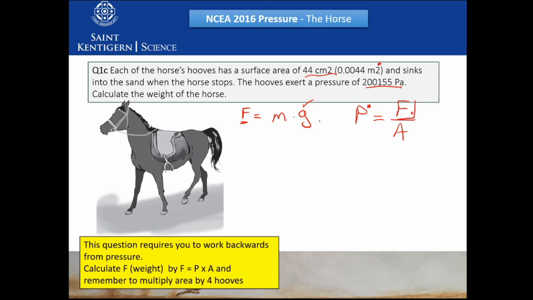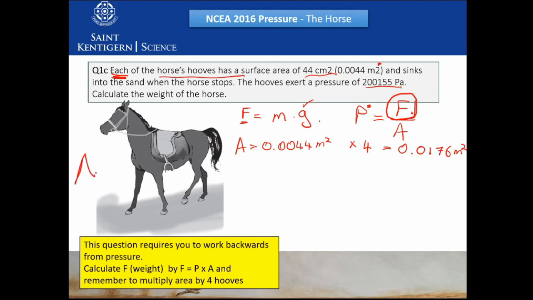Okay, so now the main thing here that you need to see is each of the horse's hooves has a surface area of that. So your area is going to be 0.0044 meters squared multiplied by 4 because the animal has 4 legs, and that is 0.0176 meters squared. Okay, and then we need to rearrange this.